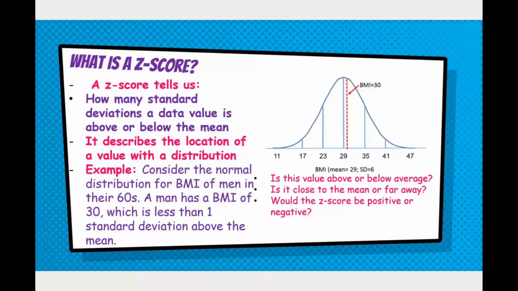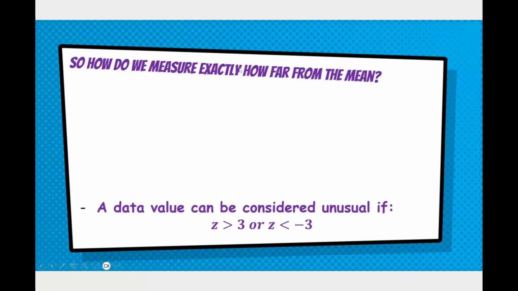Would the z-score be positive or negative? We haven't talked about that yet, but the z-score here would be positive. We are on the right side, above the mean, so it's going to be positive. We'll talk in a second about when we have negatives. Would it be closer to 0 or 1 in terms of the z-score? We haven't talked about how to calculate that. So how do we measure exactly how far from the mean?